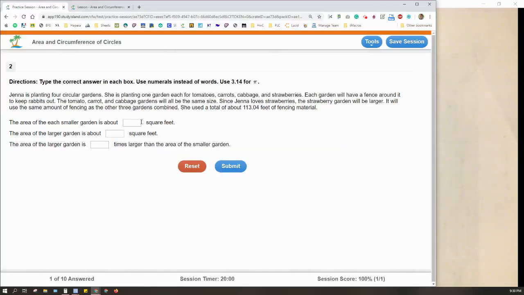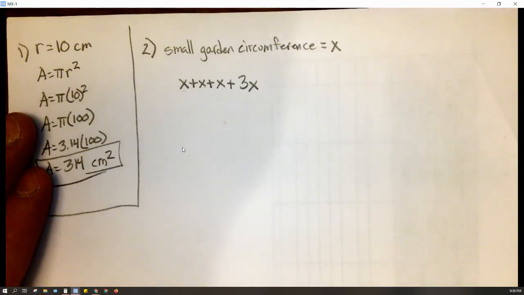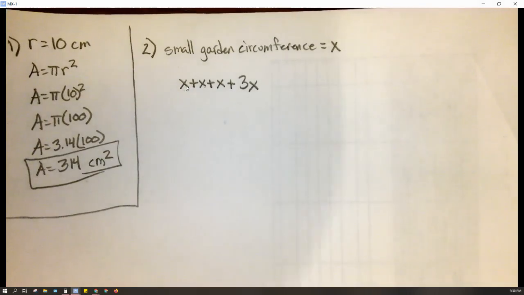I forget what the thing was. Okay, so tomatoes, carrots, and cabbages. Each one of those was a small fence. So x is the circumference of the tomato circle, that's how much fence it uses. It's also the circumference of the carrot circle. It's also the circumference of the cabbage circle. Well, what's 3x? That's the strawberry circle, because remember, the strawberry circle was all 3 of those combined.